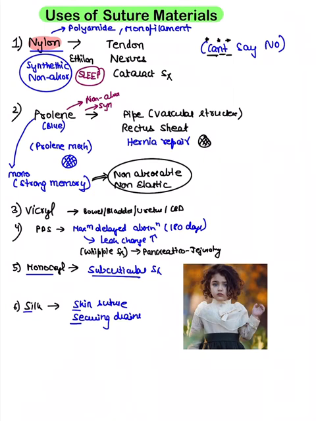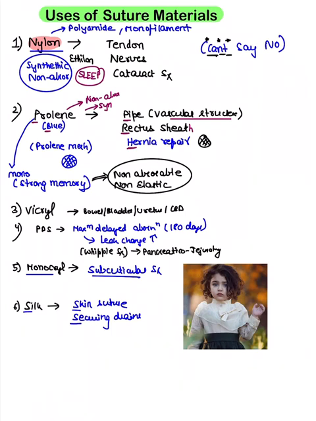And what was the name of Prolene? It was polypropylene. See, Prolene, P means it is a pipe-like structure, so vascular anastomosis is important. Okay, and it was blue in color. R means rectus sheath approximation. And O is like mesh is there. Prolene mesh is used for hernia repair.